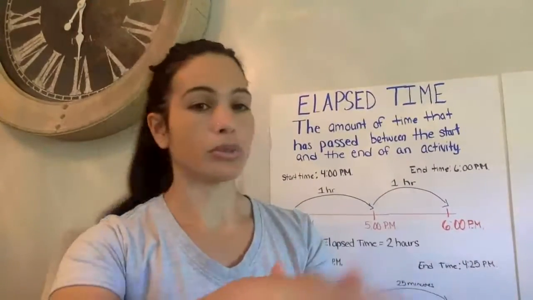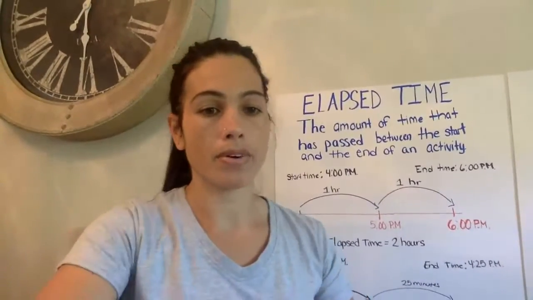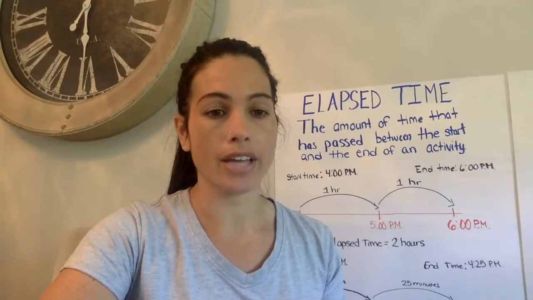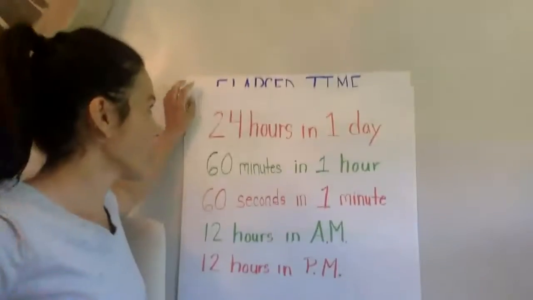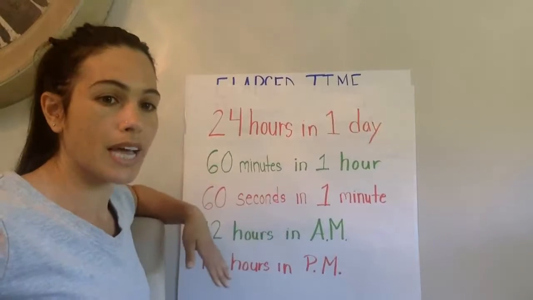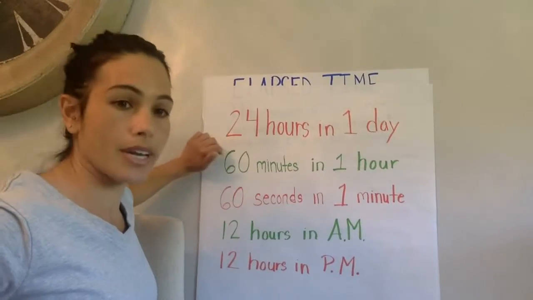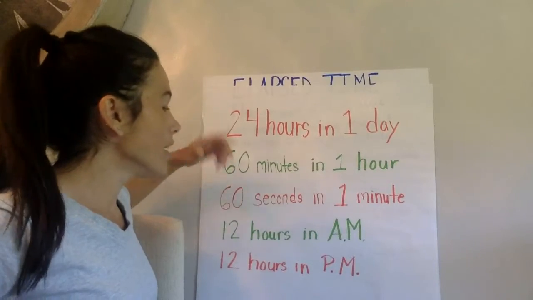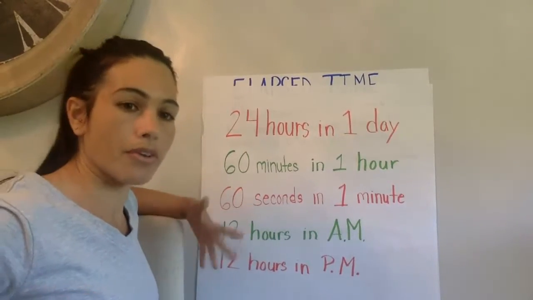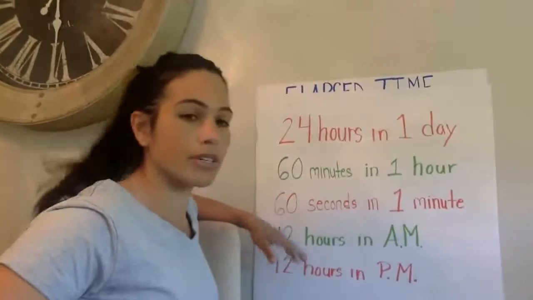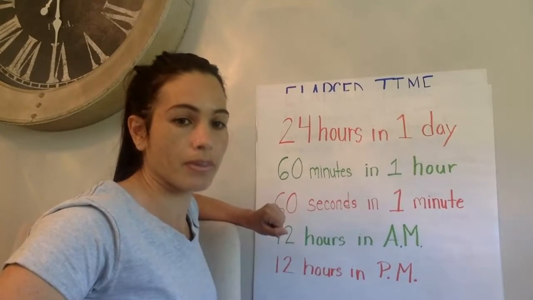So just really quick to talk about converting time. I'm just going to show you the anchor chart from the other day. So we talked about 24 hours are in one day. 60 minutes is in 1 hour, which this might help you with today's assignment. So just remember that. And then 60 seconds are in 1 minute. And then there's an AM and PM. And there's 12 hours in an AM, 12 hours in a PM.